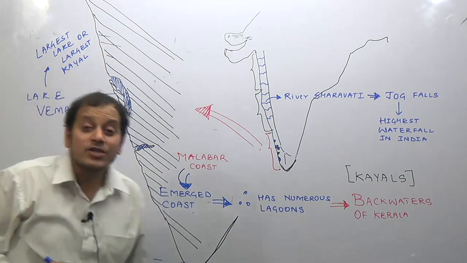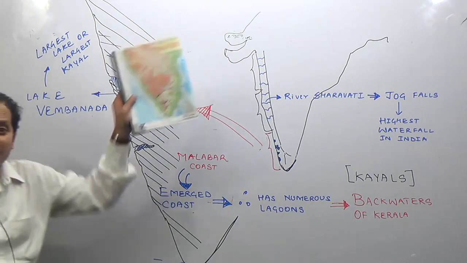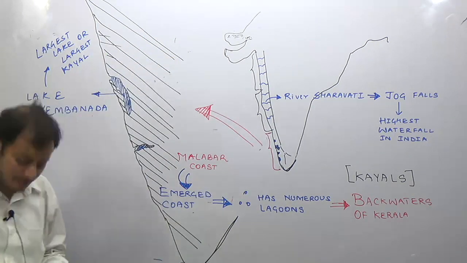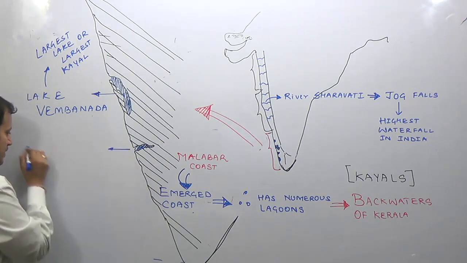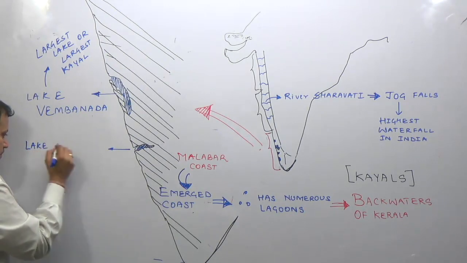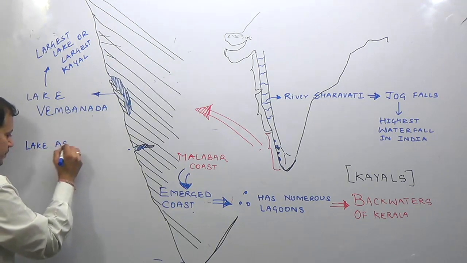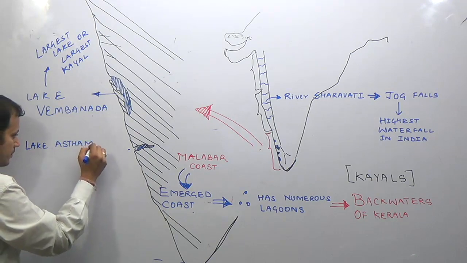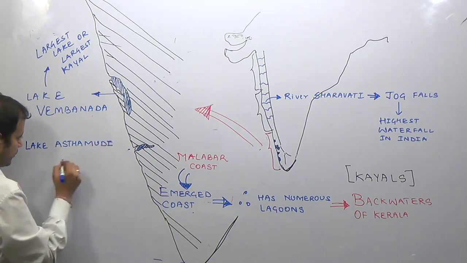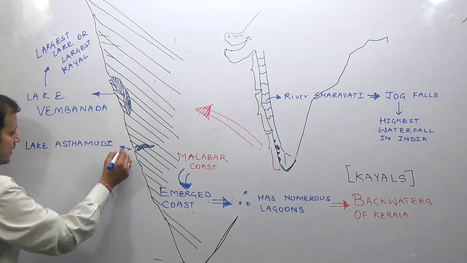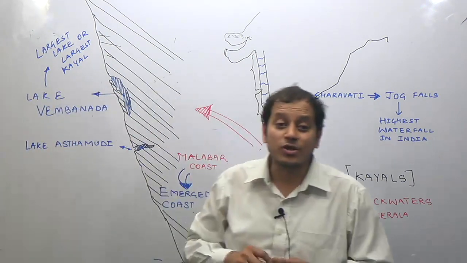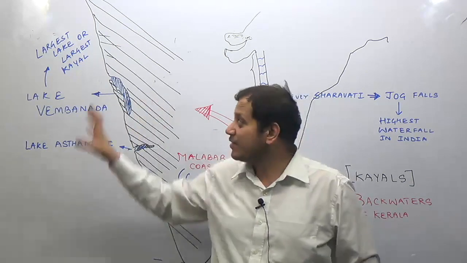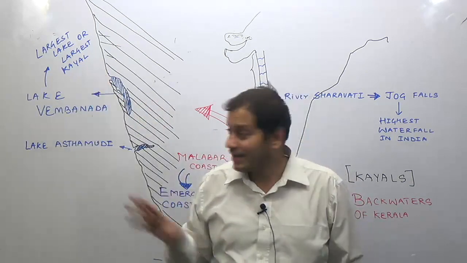The other lake which is important is to the south. Tell me, after looking at this map, what is the name of this lake? The name of this lake is Lake Ashtamudi. So the two important kayals of Kerala are, to the north, Lake Vembanad, which is the largest lake or the largest kayal of Kerala, and Lake Ashtamudi.